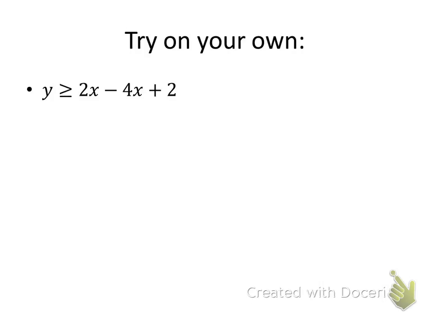Now with this problem, I want you to try this one on your own. On this problem, it should actually say 2x squared instead of 2x. So that'll help. John, tell me, what did you do first? I found a, b, and c. Okay. So we have y is greater than or equal to 2x squared minus 4x plus 2. John, what was a? a was 2. What was b? -4.